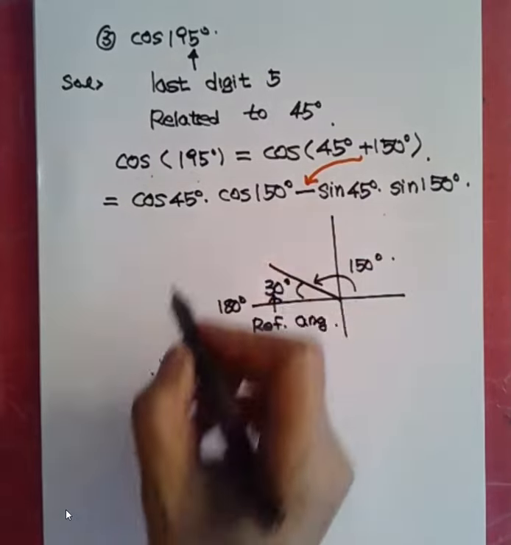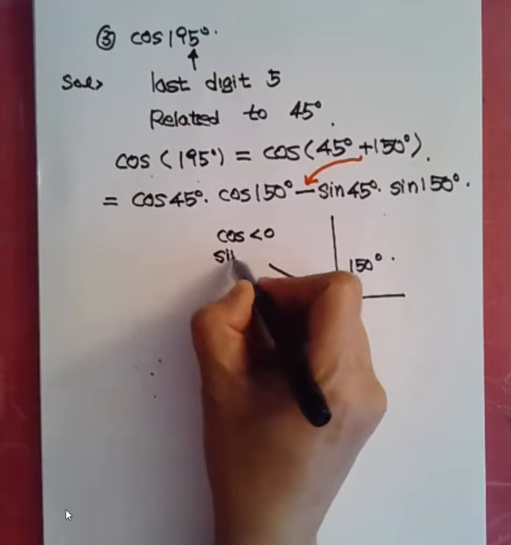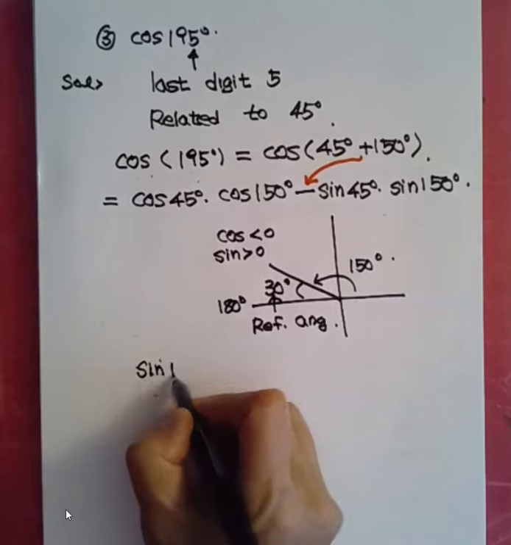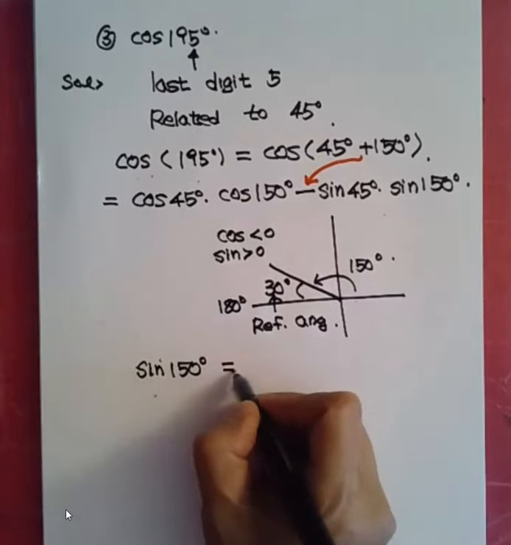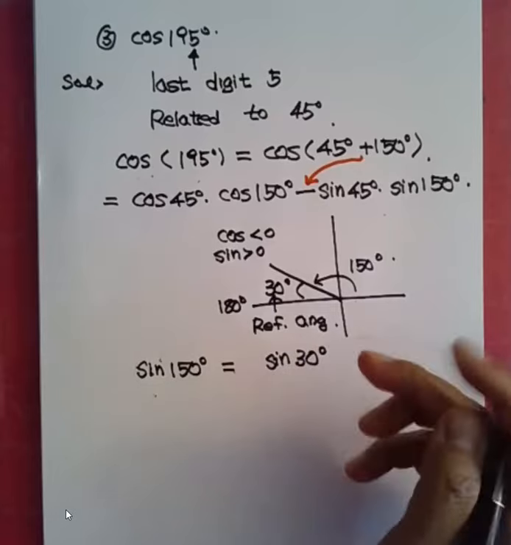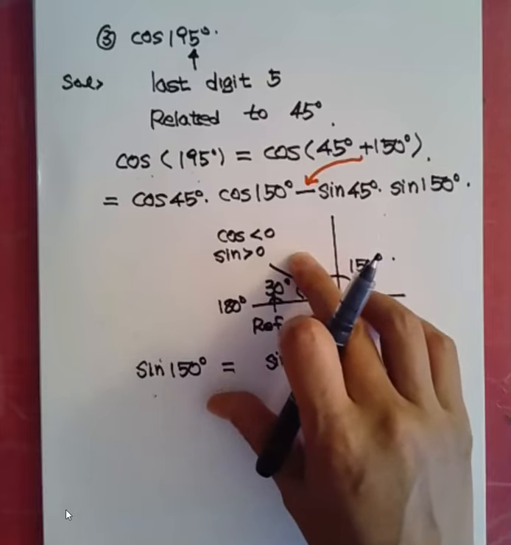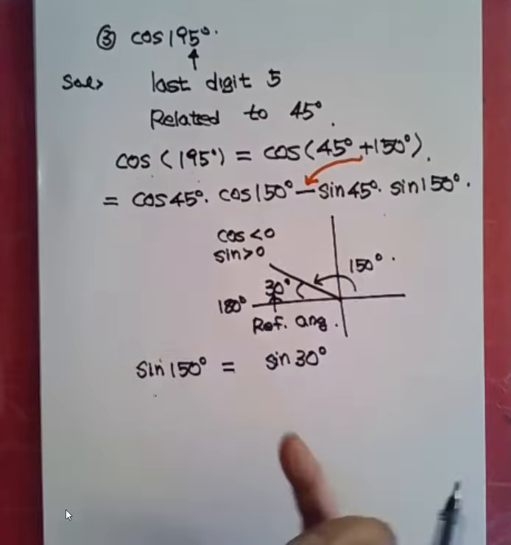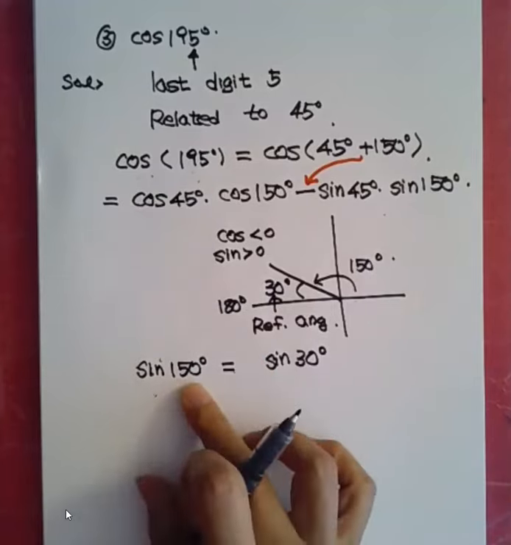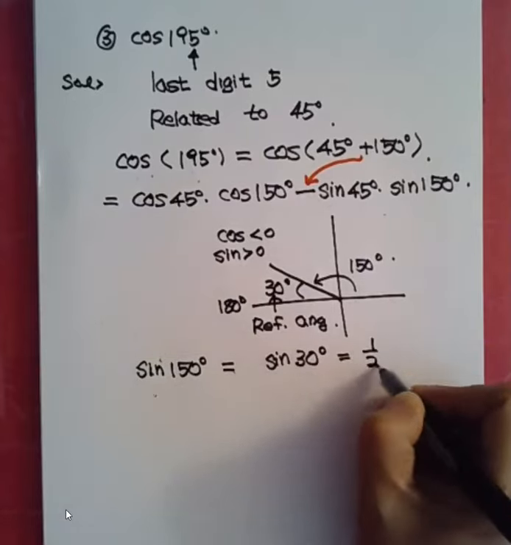In the second quadrant, cosine is negative and sine is positive. So when you evaluate sine of 150 degree, that is plus or minus sine of its reference angle, but in the second quadrant, that is greater than 0. So we don't put minus here. So sine of 150 degree equals sine of 30 degree, which is 1 over 2.